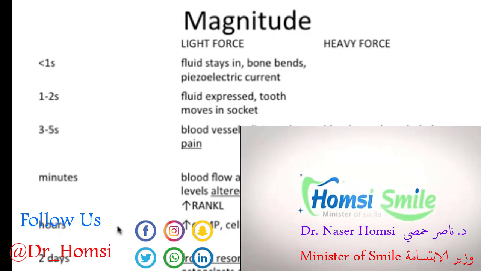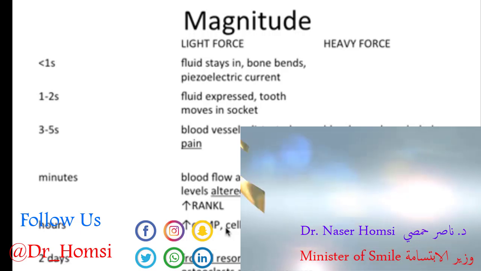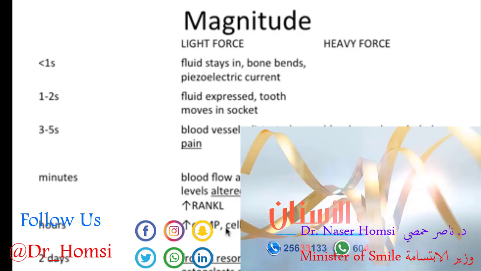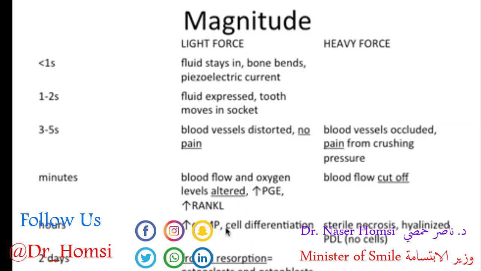Once you reach about 4 hours, that's where you see an increase in cyclic AMP levels in the PDL, and that's lined up perfectly with the threshold of tooth movement. And we'll talk more about this in the duration video, but you really need about 4 to 8 hours as the absolute minimum for seeing tooth movement. And so that's associated with this cyclic AMP, which is also important for cell differentiation.